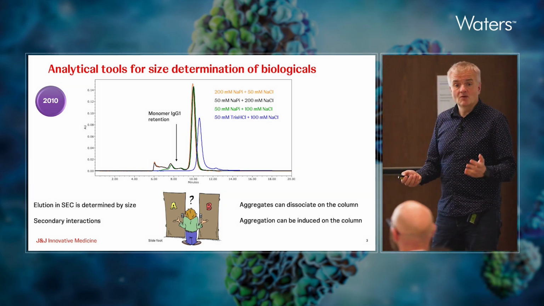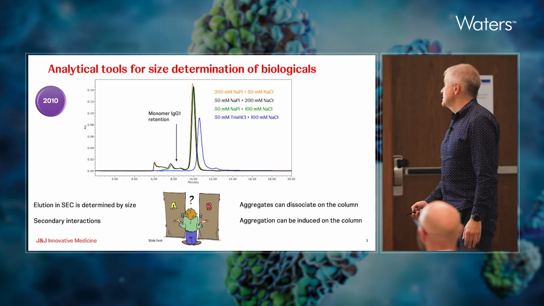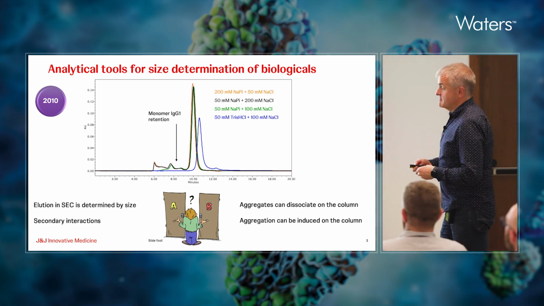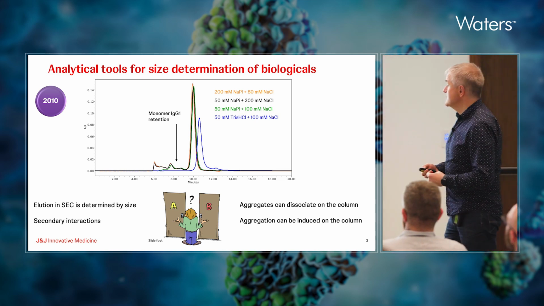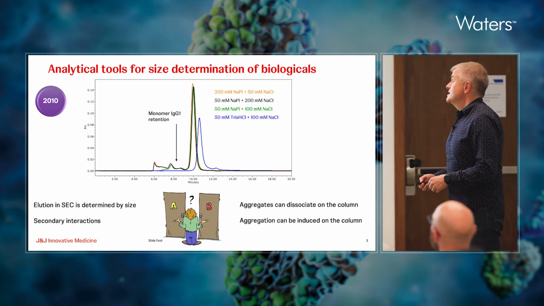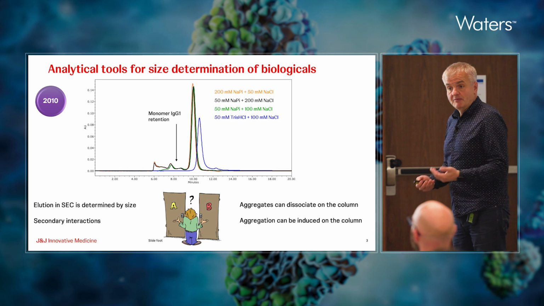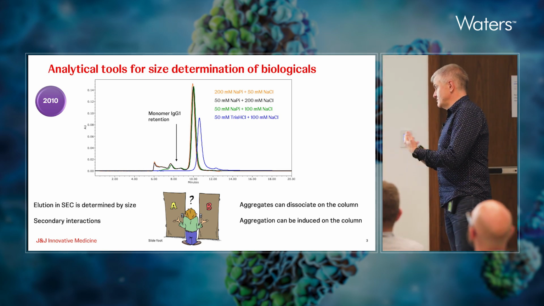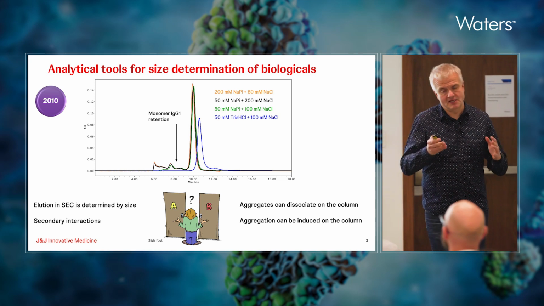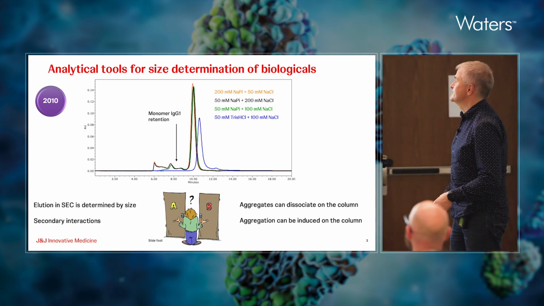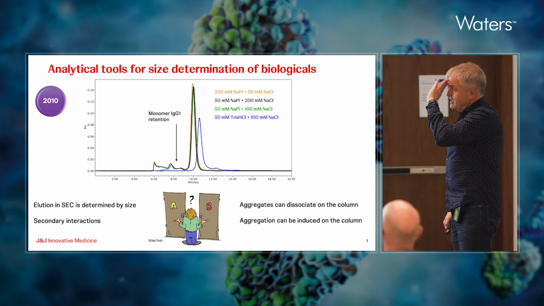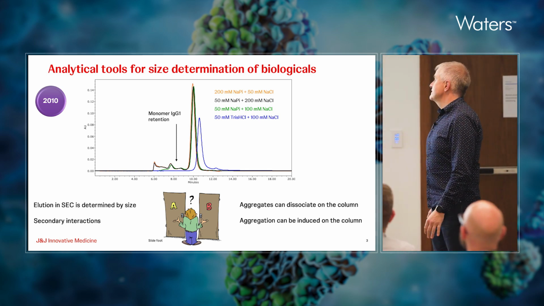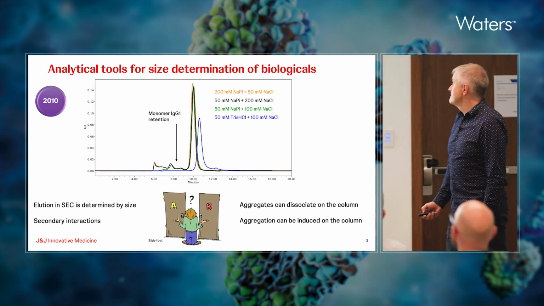But then also based on what we know about size exclusion chromatography, we know that elution in size exclusion chromatography is determined by size, not mass. We know that secondary interactions could happen in size exclusion chromatography. We know that aggregates can dissociate on the column, they can be induced on the column. So in a way, it's a very nice puzzle to solve if one would be ever able to solve it without some extra help.